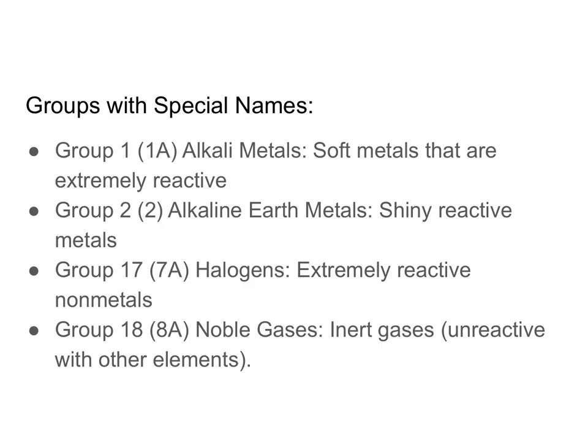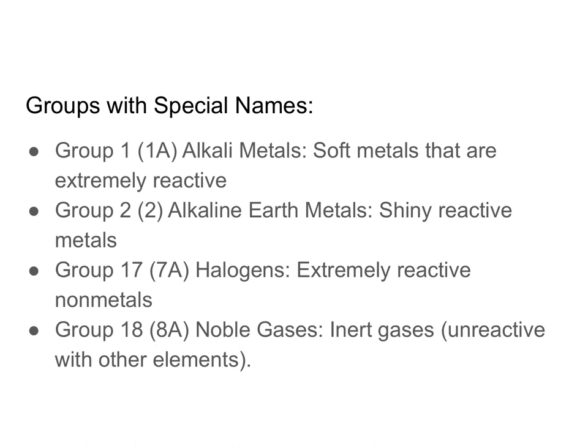So there are some special names in our periodic table. We have group 1, the 1A, are the alkali metals. They're soft metals that are extremely reactive. You've probably heard of sodium before. You put it in water, it's going to light on fire, blow up. A lot of people have heard of that one. We have group 2, which is the alkaline earth metals, shiny reactive metals. We have our halogens, which are extremely reactive nonmetals. And we have our noble gases, which are inert or unreactive gases. They do not react. We'll get into why that is. They have a full outer shell of electrons.